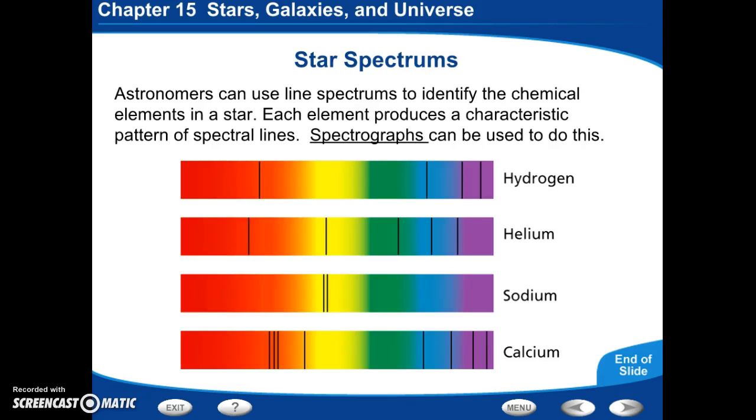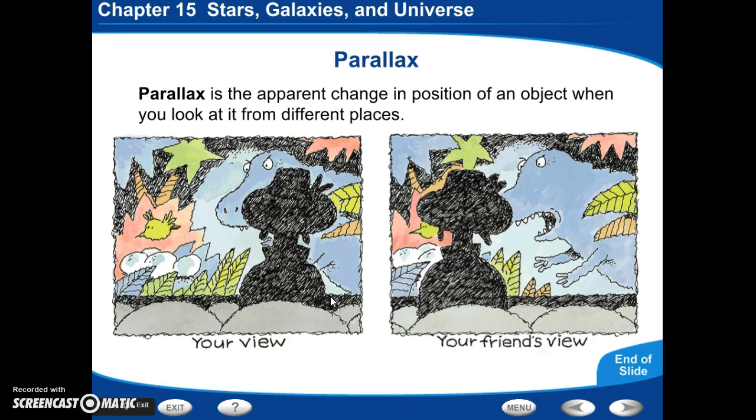We use star spectrums here. We use line spectrums to identify the chemical elements of a star. Each element produces a certain thumbprint, you can almost think of it as. The spectroscope can be used to look at these. If you see this thumbprint with the black lines here, here, here, and here, then that would be hydrogen. But if the black lines are right here in that yellow range, and there are only two of them super close, that's sodium. So if a star is burning a certain type of gas, we can identify it and say, oh, it's sodium, because the spectrograph looks like this.